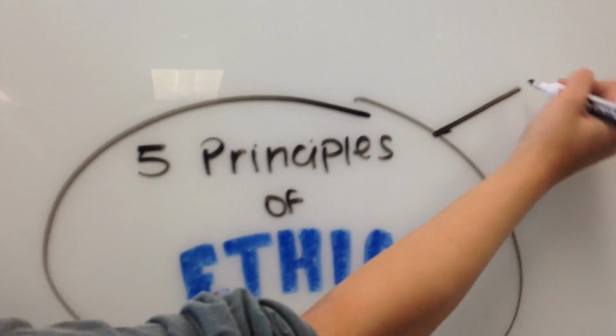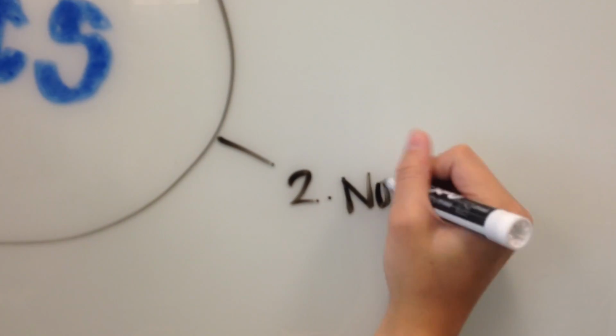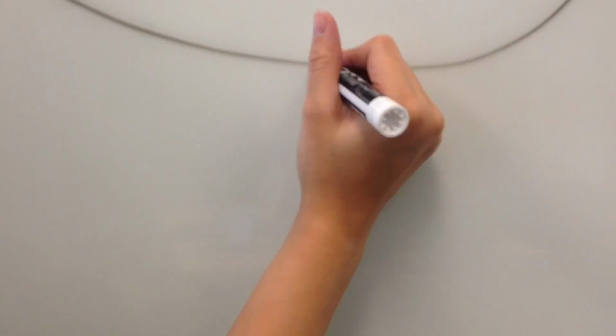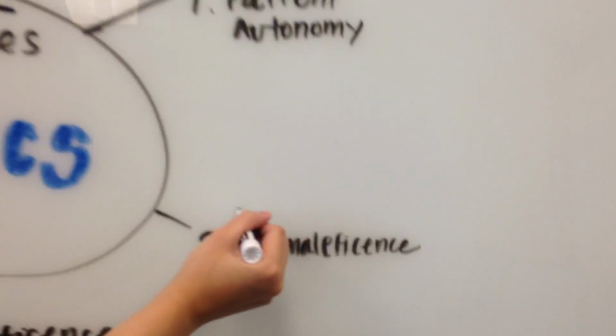These 5 are 1. Patient autonomy, 2. Non-maleficence, 3. Beneficence, 4. Justice, and 5. Veracity. Today we'll be focusing on non-maleficence.